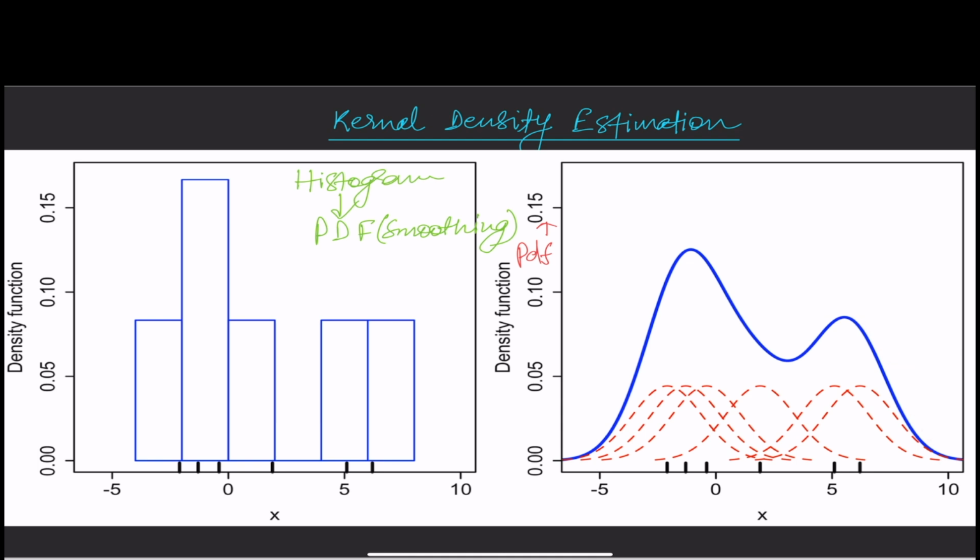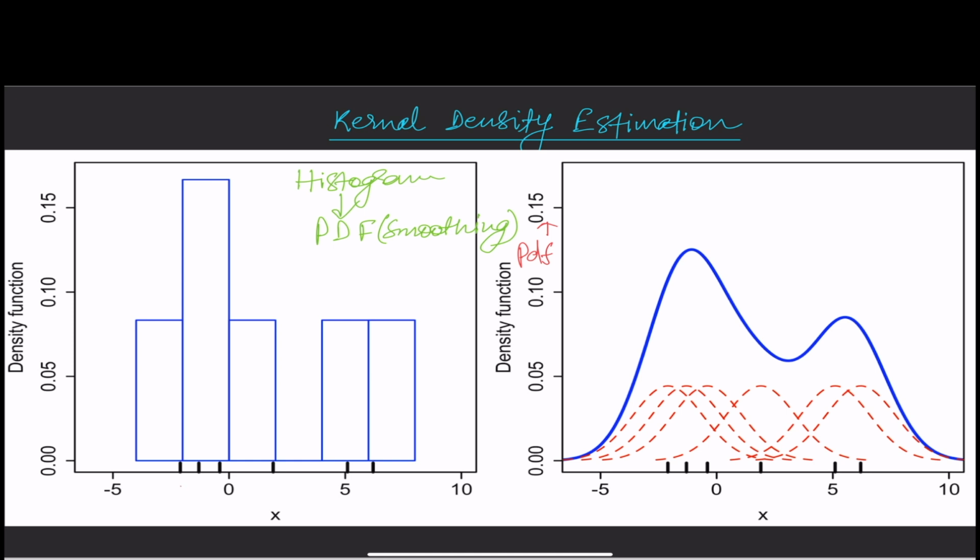Okay, but we haven't yet discussed how exactly it is done. It is done using something called kernel density estimation. Here we are trying to understand how to construct a PDF from a histogram, and for that we will use our bell-shaped curve. Here you can see the bell-shaped curve that we just learned while understanding the Gaussian distribution.